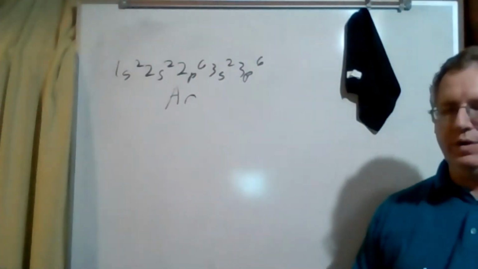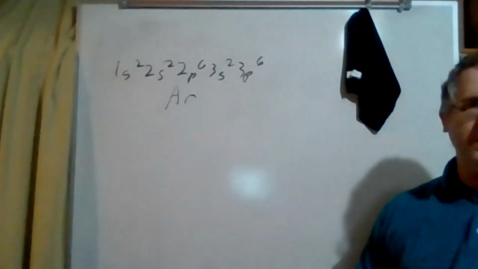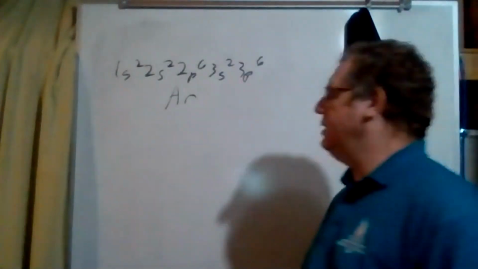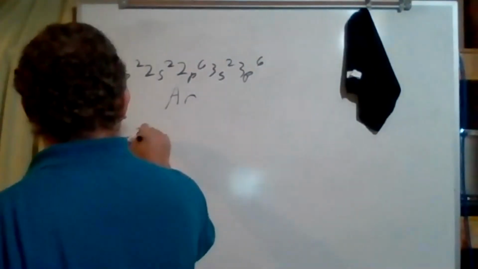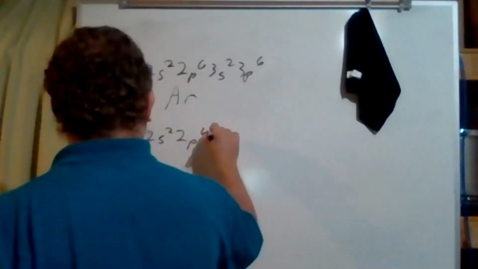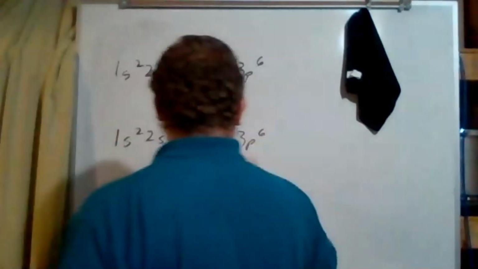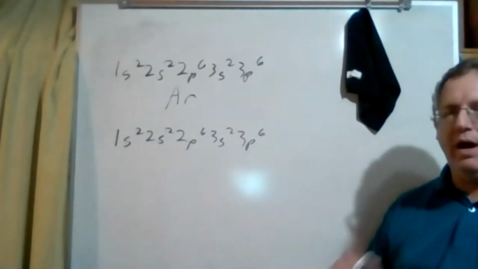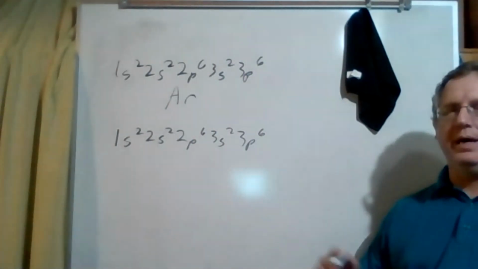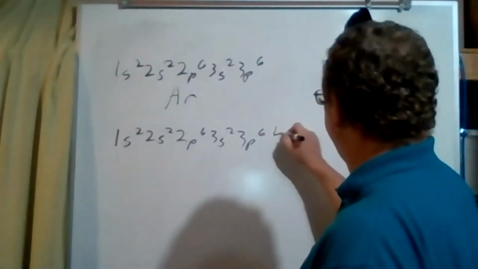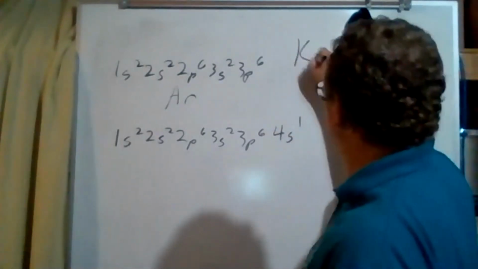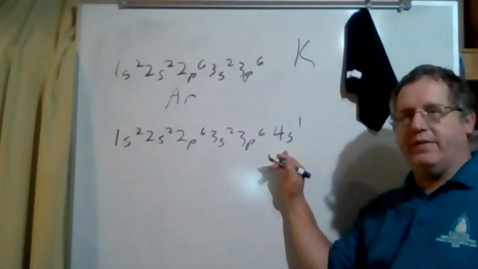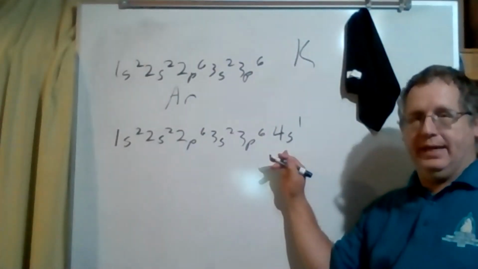And if I want to go to the element that is higher in energy than argon, I'm going to go to potassium. Potassium has 19 electrons. And if I do this, 1s2, 2s2, 2p6, 3s2, 3p6, you would think that the next thing we put in is the 3d. However, the 4s is lower in energy than the 3d. So I'm going to start filling the 4s, and this is for potassium, okay? I fill the 4s before I finish filling the 3d.